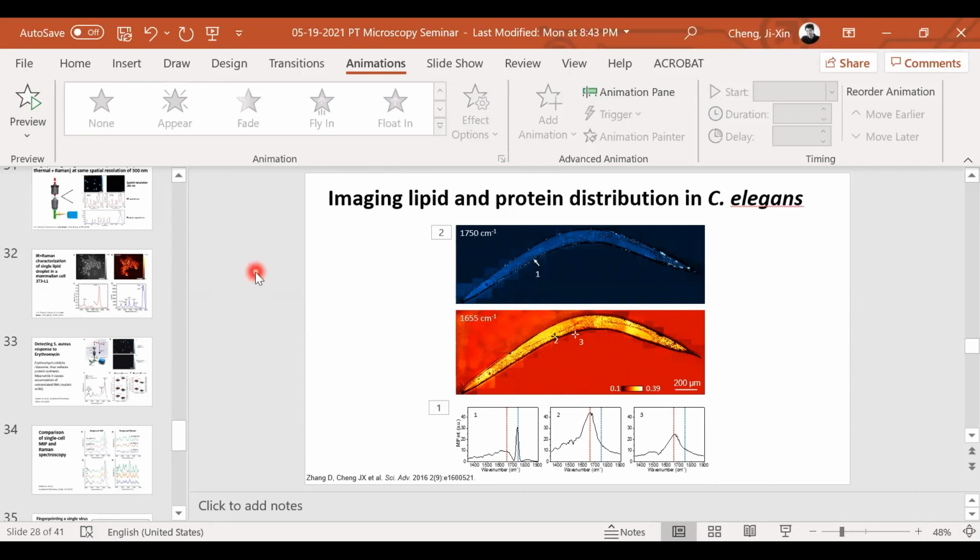Thank you, Ji-Xin, for this wonderful talk. You show a series of powerful tools, and I'm wondering if it's feasible to develop this into portable and user-friendly tools, so more people can use it, or even for POC devices.